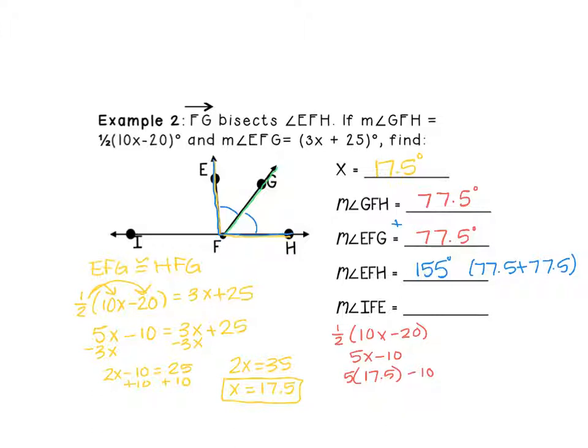And using what we learned about angle pairs and angle relationships, I know that this makes a straight line, so this whole thing has to be 180 degrees. Well, EFH from here to here was 155. So if the whole thing has to equal 180, and I already used 155, then I know that from here to here, there's only 25 degrees left. So then IFE is 25 degrees.